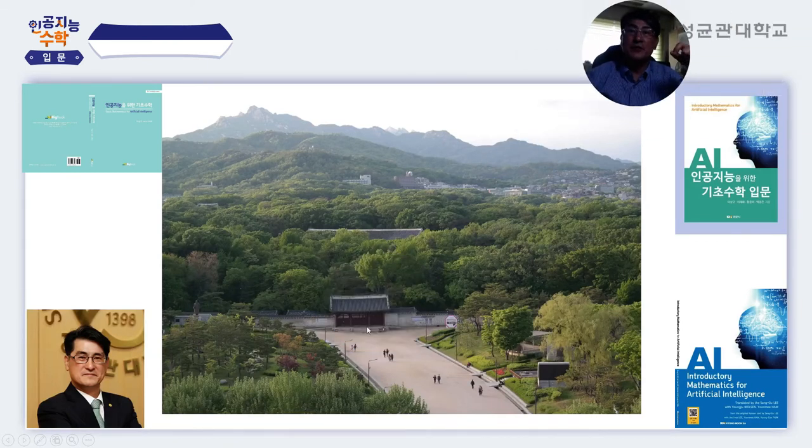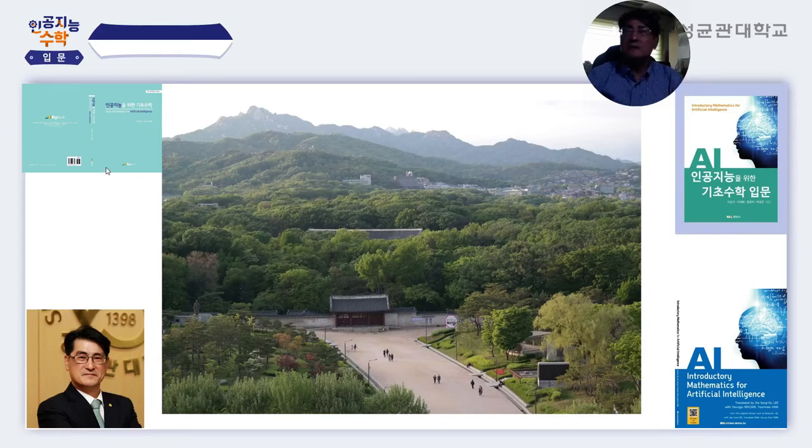This is a beautiful campus of Sungkyunkwan University that I took a picture of from downtown Seoul near Jongmyo Palace. And here is the Seoul campus of Sungkyunkwan University in the garden of the city.